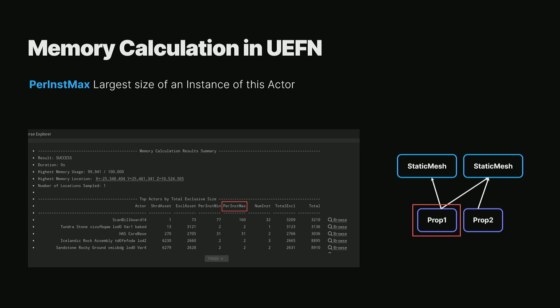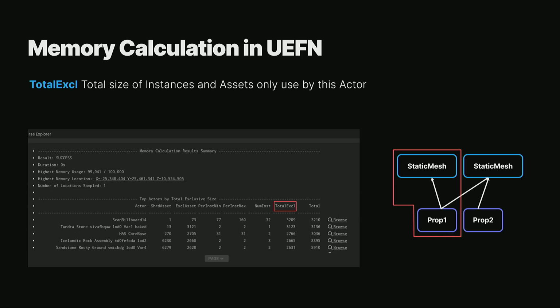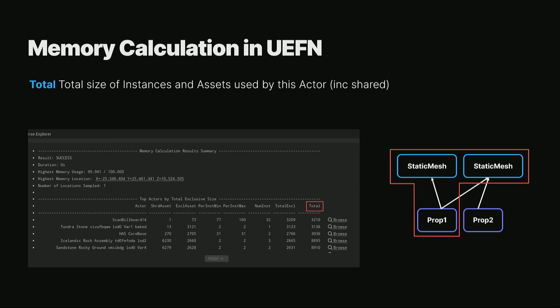So you can see on like the second row here, the mesh itself is like 3,121, but each instance of that mesh is only 2. So I can go putting lots of instances of the mesh around, it's not going to have too much of an impact. Number of instances is the number of instances of that thing in the map in total, and total exclusive is the number of instances plus the cost of the actual asset. So that's kind of like the total cost of that thing, including its asset, and then the total includes shared assets as well. So this is a little bit more confusing because it's sort of double counting any asset that's used by more than one object.